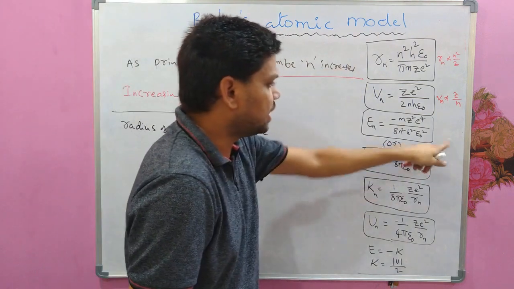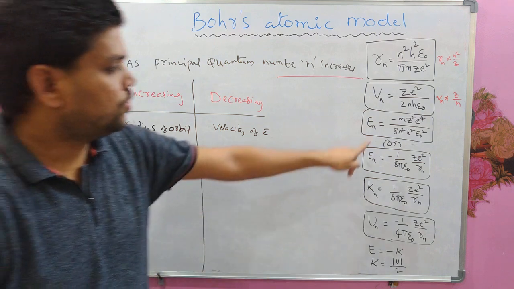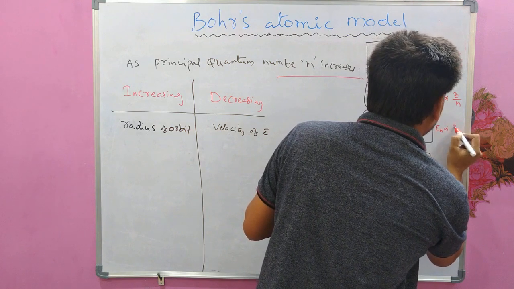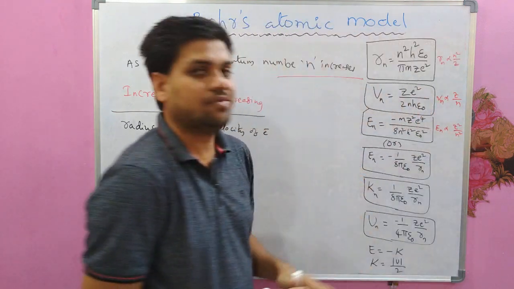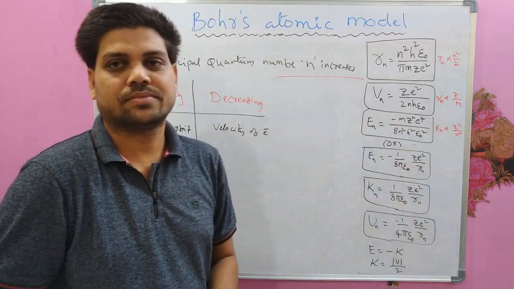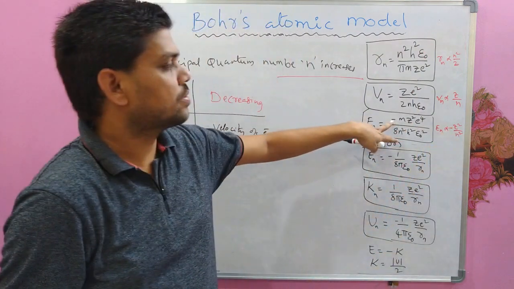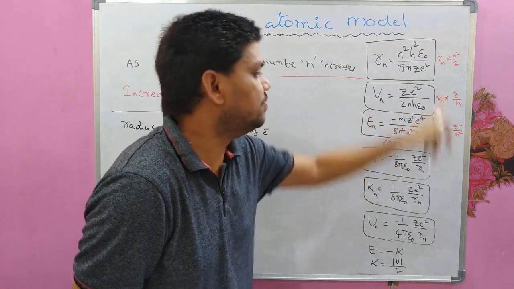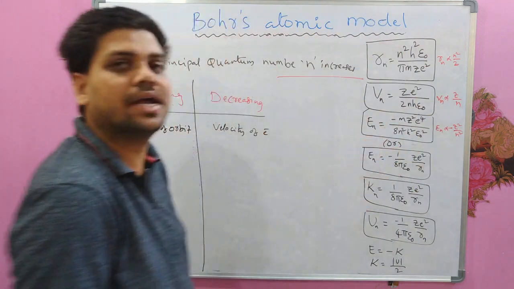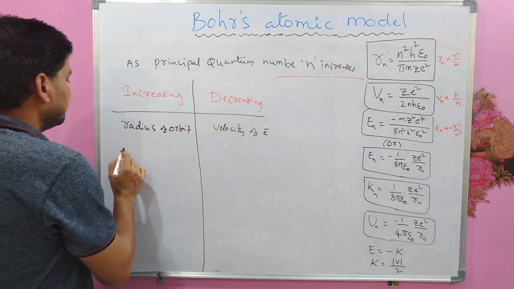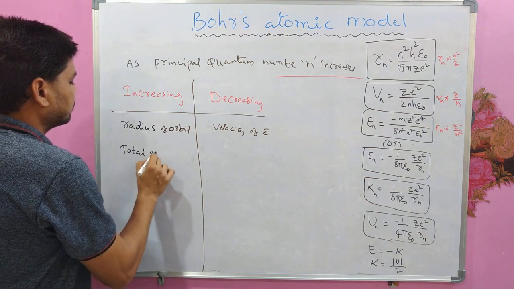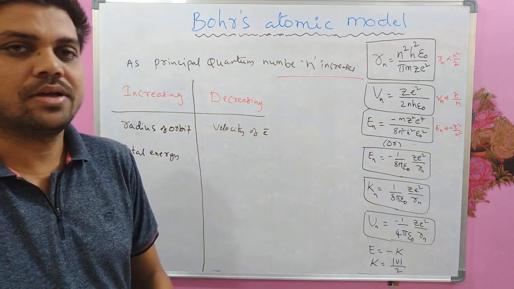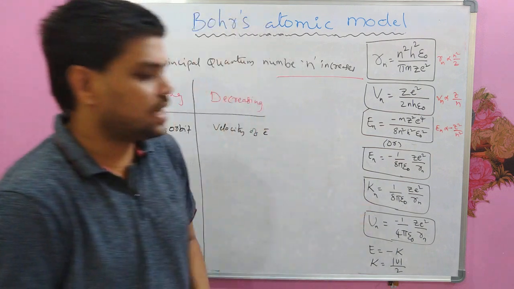Now what happens to the total energy? Total energy is again proportional to Z square by n square, but with a negative sign. As n increases, the total energy will increase because of that negative sign. Total energy will increase. Then what happens to the kinetic energy of the electron?